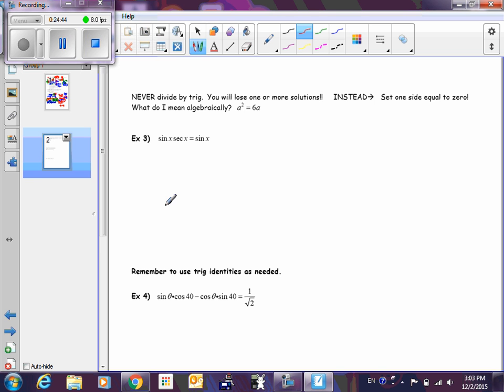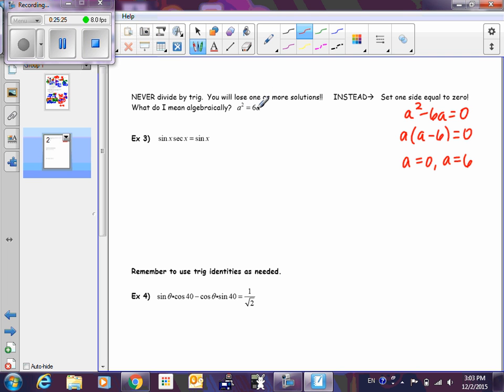Okay, so let's look at example 3. a squared equals 6a. Okay, now, if you divide by a here, you will lose a solution. So this is something you learned back in Algebra 2. You subtracted the 6a so that it equaled 0, and then you factored. Okay, you factor out an a. And if you factor out an a, you're left with an a minus 6. This is just a little bit of Algebra 2 review. So you'd get two answers like this.